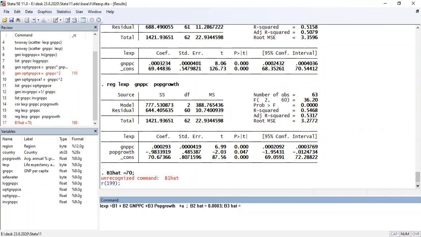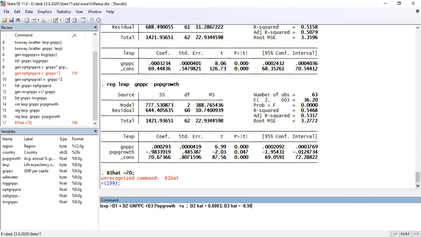It is holding beta 2 constant, 0.98. Not if beta 2 is... population growth is already constant. How can you say holding beta 2 constant? Beta 2 is a parameter. It's already GNP per capita constant. Holding GNP per capita constant.